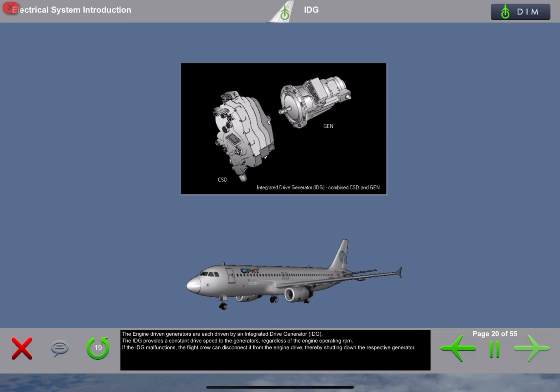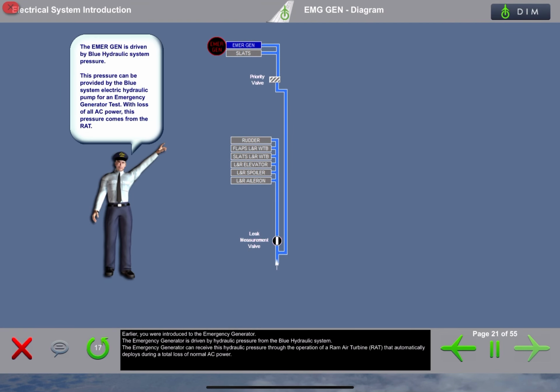The engine-driven generators are each driven by an integrated drive generator, IDG. The IDG provides a constant drive speed to the generators, regardless of the engine operating RPM. If the IDG malfunctions, the flight crew can disconnect it from the engine drive, thereby shutting down the respective generator. Earlier, you were introduced to the emergency generator. The emergency generator is driven by hydraulic pressure from the blue hydraulic system. The emergency generator can also receive this hydraulic pressure through the operation of the ram air turbine, RAT, that automatically deploys during a total loss of normal AC power.